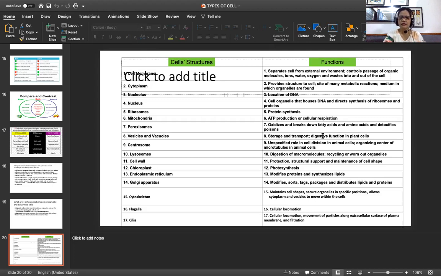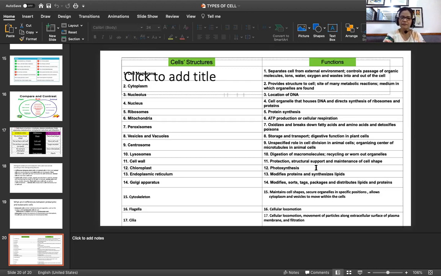Okay? The vesicle is storage and transport. Storage and transport for vesicles and for vacuole, digestive functions in plant cell. Okay, centrosome, okay, unspecified role in cell division in animal cell, organizing center of microtubules in animal cell. And for lysosomes, digestion of macromolecules, recycling of worn out organelles. Cell wall, this is for the plant cell. May cell wall din yung prokaryotic cell, okay?